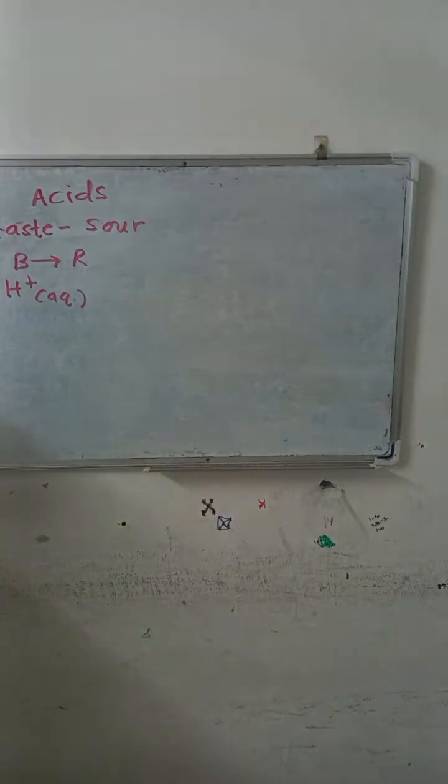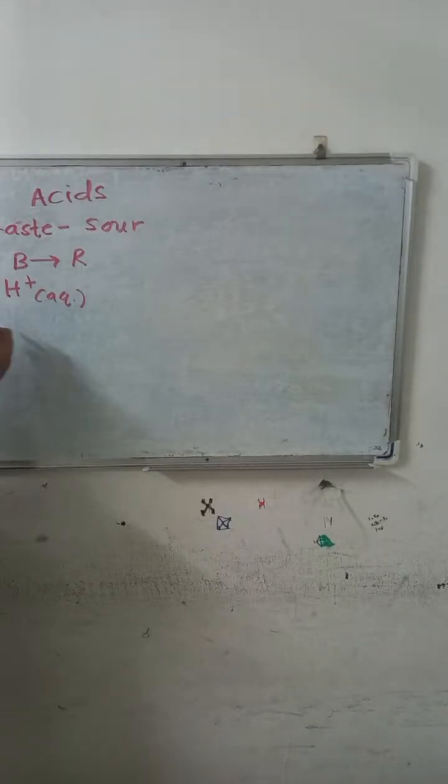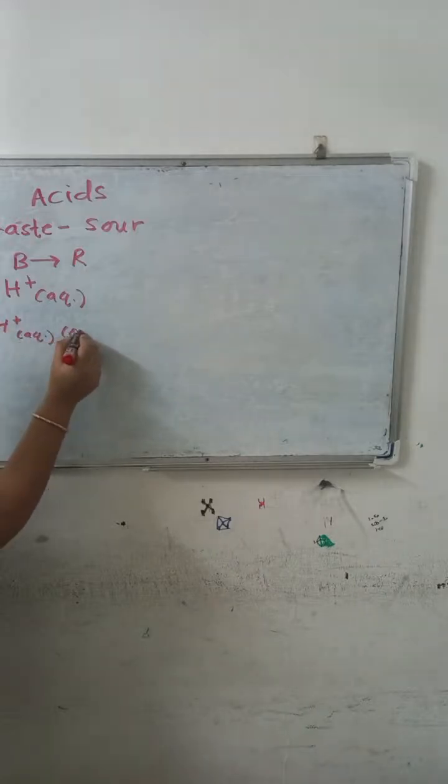Very important. If the substance is dry, means there is no aqueous medium, then we can't test whether it is acid or base. Okay, so acids are sour in taste, they turn blue litmus to red, and acids are the substances that contain H plus aqueous ions in the solution. Aqueous means the concentration of the acid is very low. If the substance is aqueous, means it is dissolved in a liquid, then the H plus aqueous ion concentration is less.